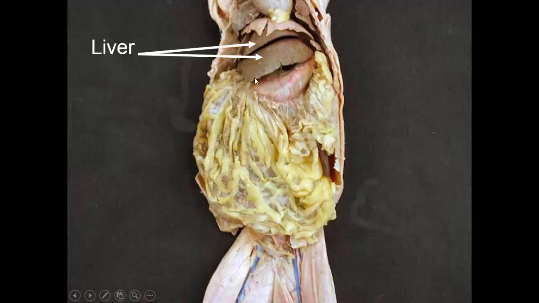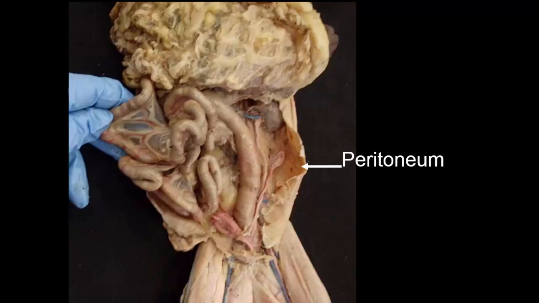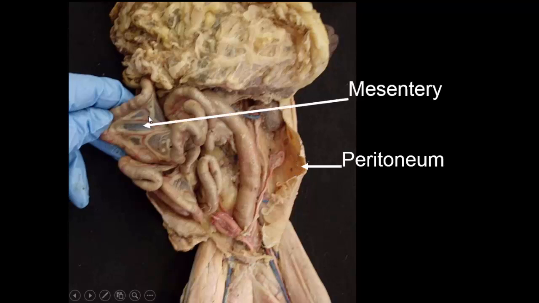On the cat, we see the liver here just under the diaphragm. Here is the stomach. The greater omentum, notice how full of fat it is. This helps pad the organs and insulate them. The spleen is tucked under here on the left side. And here we can see the peritoneal lining, a very thin lining here. And here is the mesentery. And you can see the blood vessels in the mesentery.